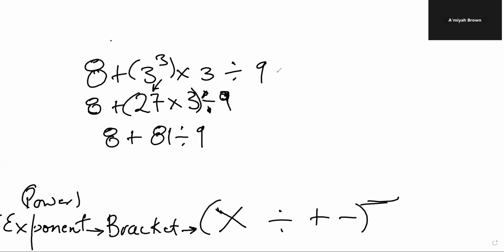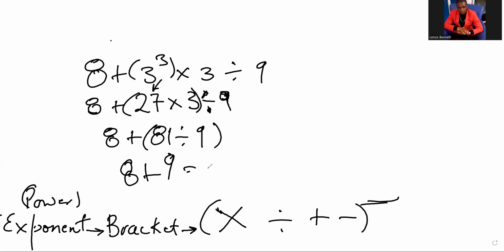What's the next move? We would divide next. Yeah, very good. Thank you so much. So we divide 81 by 9. All right. So you see, guys, that's how we get the 17, and then we add last.